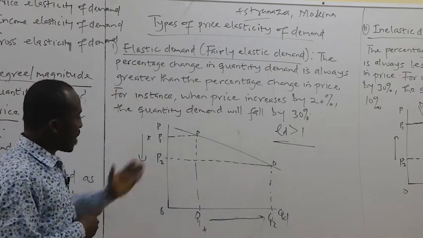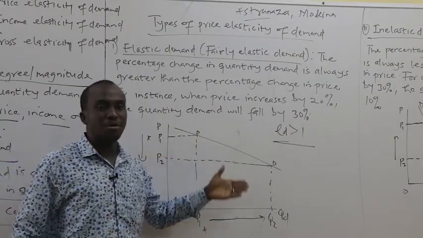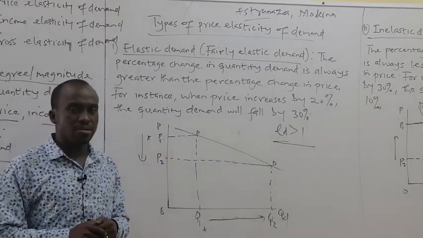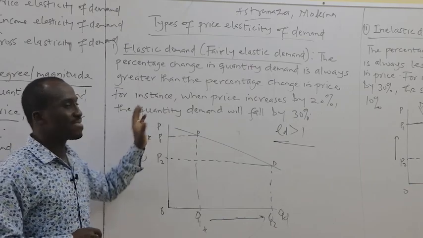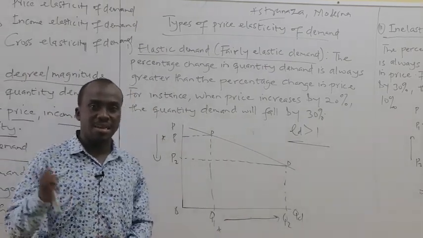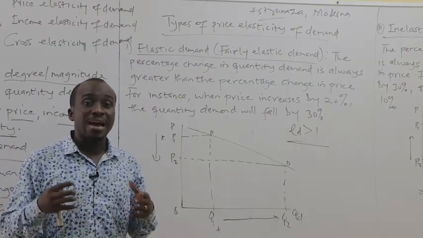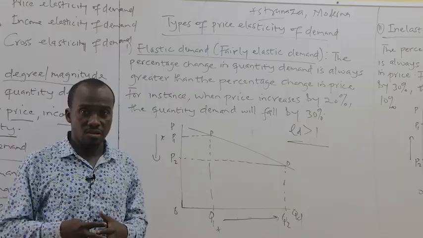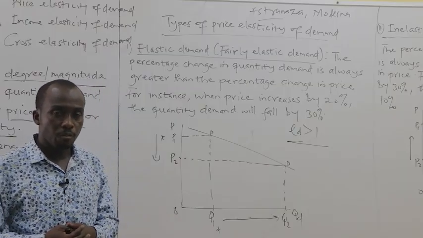So the demand curve here is flatter. Why is it flatter? It's flatter because the commodity is very sensitive to changes in price. In that case, we say that the commodity has elastic demand. So you start examining the things you buy on the market. If the things you buy on the market are very sensitive to changes in price, then you can see that the commodity has elastic demand.